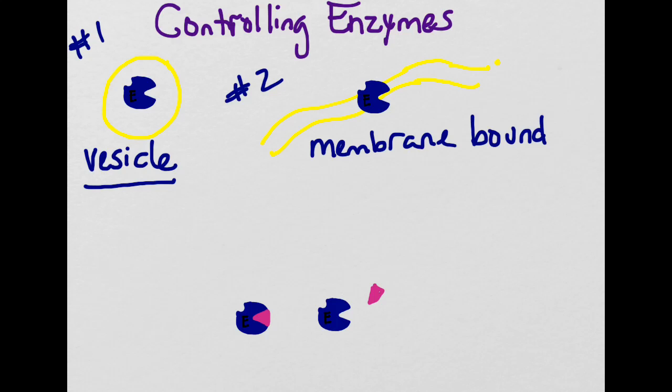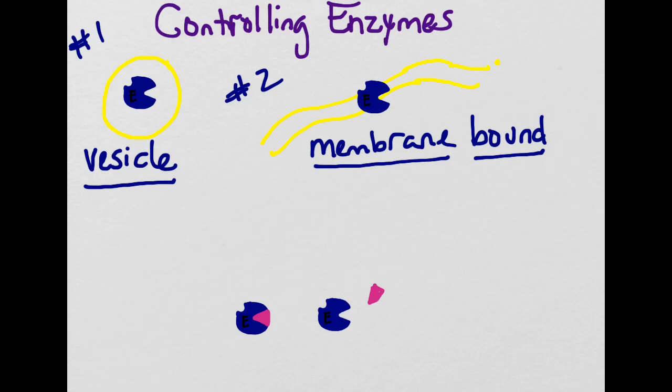This is what I'm drawing here, our phospholipid bilayer. This could be the plasma membrane. It could be part of the internal membrane structures, wherever this enzyme is needed. But he's membrane bound. That means his location is controlled. He can only do his job right there. He can't go anywhere else in the cell and do it. He's only going to work in that membrane.